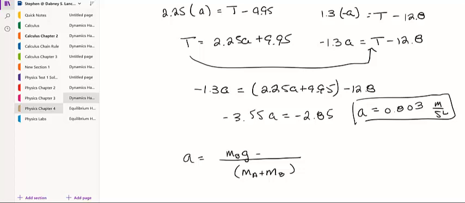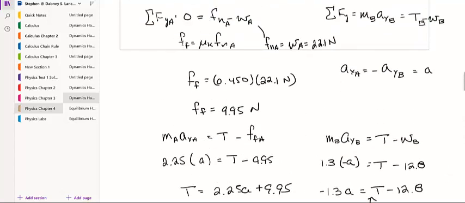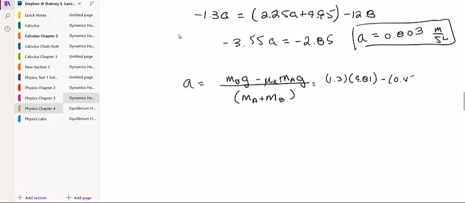That's going to pull things down. And then we have this friction force, which is equal to the kinetic coefficient of friction times m sub a times g. So the friction is going to slow things down, and the bigger the coefficient of friction, the more it's going to be slowed down. So if we plug the same numbers in here, we should get the same answer. Just to double check: m sub b is 1.3, times 9.8 minus the coefficient of friction, 0.45, times m sub a, which is 2.25, times g, which is 9.81, all divided by 1.3 plus 2.25.